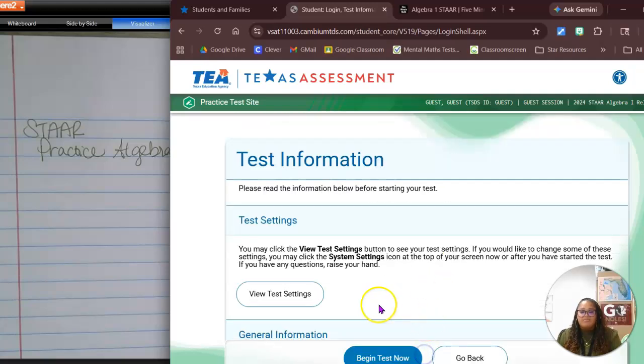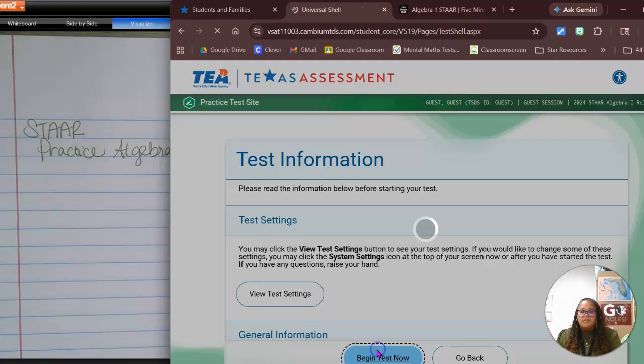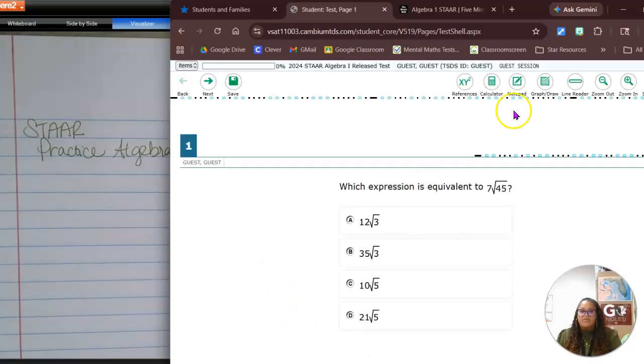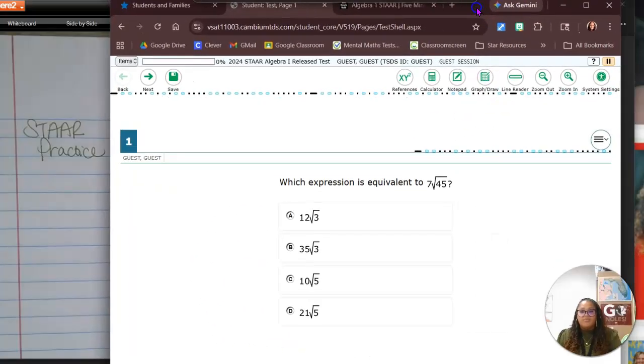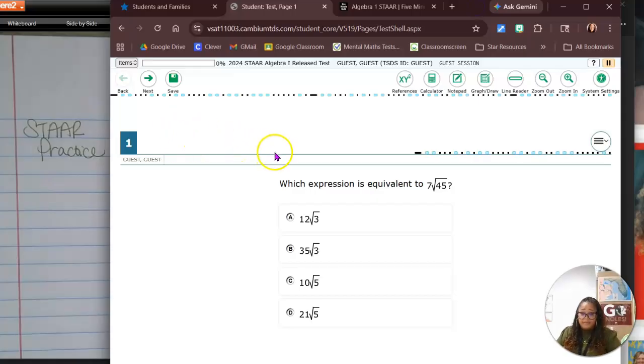If you are one who needs it read to you, you can turn on your text-to-speech. I think that's as needed when we start the test. Let me check and see. Click Begin Test Now. Okay, no, this one does not read it for us, but that's okay. Some of us have software at home where it will read to us. So this is just how I want to demonstrate what we've done in class and how it's supposed to look when you're showing your work on the interim and on the STAAR test in April.